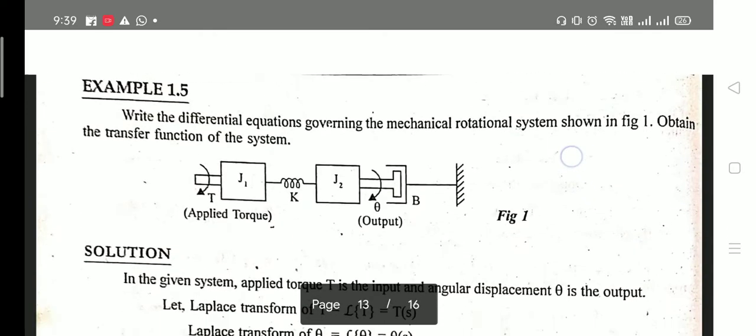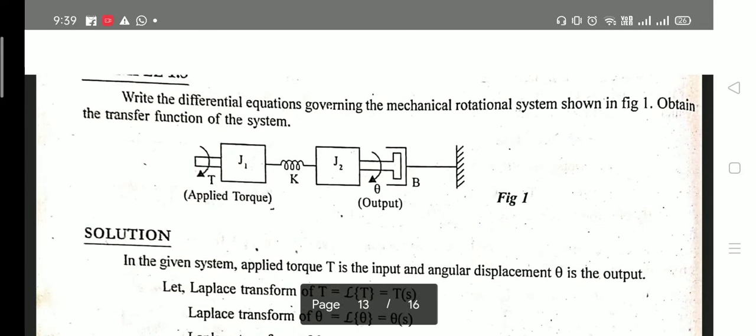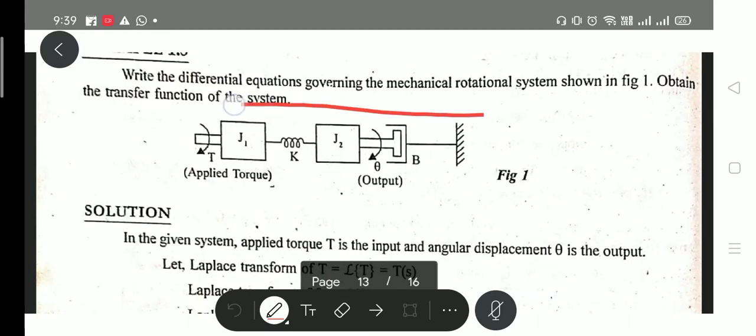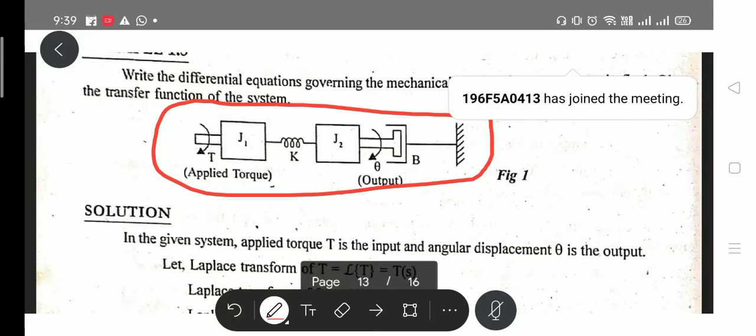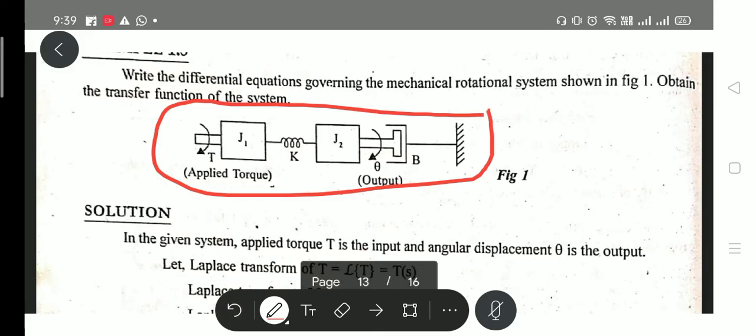Now we can see one problem. Write the differential equation governing the mechanical rotational system shown in the figure. Obtain the transfer function of the system. Here one system is given, in which we can take the nodes as M1 and M2, and here we can take J1 and J2. First you have to take J1.